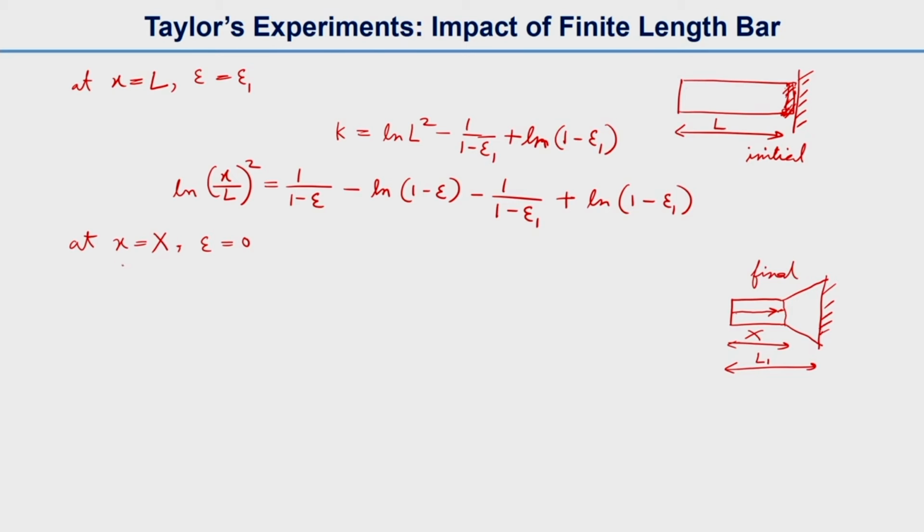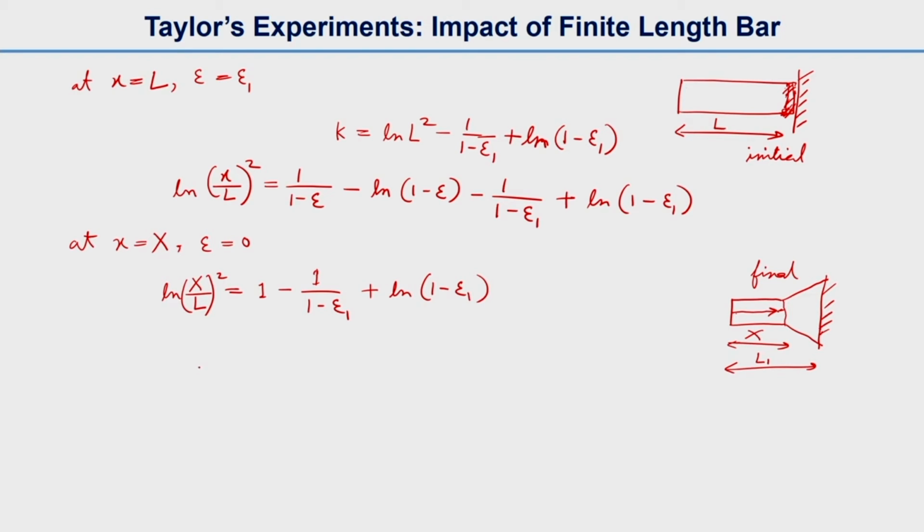Now if at small x equal to capital X and epsilon equal to 0, then this relation can be written, because epsilon equals 0 in the above expression, as 1 minus 1 divided by (1 minus epsilon 1) plus ln of (1 minus epsilon 1).